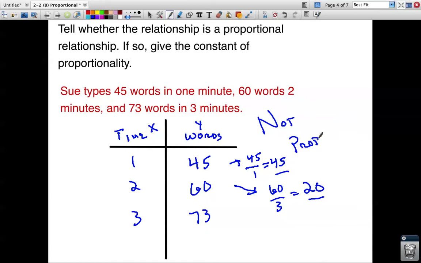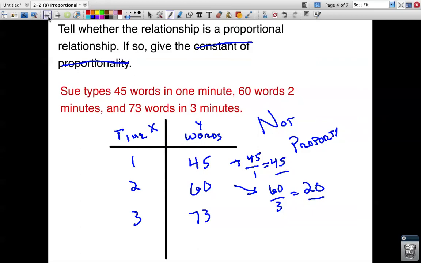This is not a proportional relationship, and therefore, it's not proportional. Let's leave it at that. Not proportional, and therefore, there is no constant of proportionality. We don't even have to worry about that. Because it's not proportional, there's no constant of proportionality.